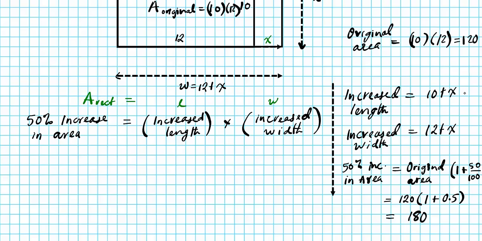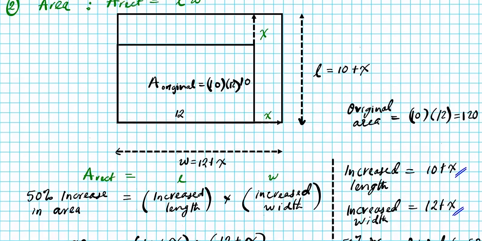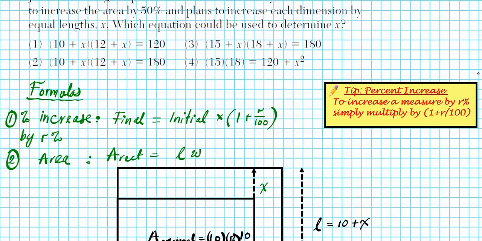Okay, now we have what we're going to be using. We're going to use this expression and this value. We're going to substitute it here, and we'll have the setup that can help us to solve for x. That results in a 50% increase in the area. Okay, so 50% increase in the area is 180. We just calculated that. The increased length is 10 plus x, times the increased width, which is 12 plus x. Okay, and as you can see, our correct answer is option number 2. Option number 2 is the correct answer for this problem.